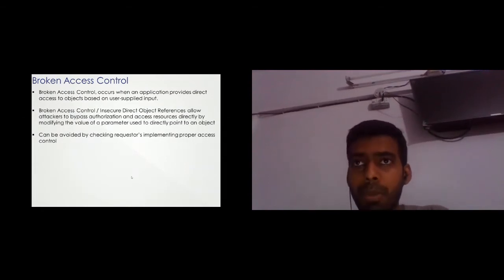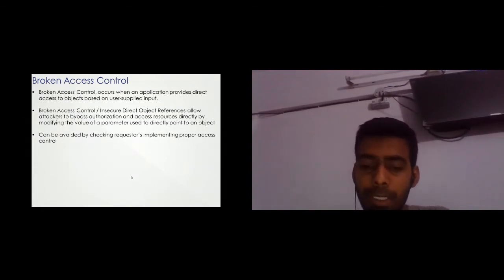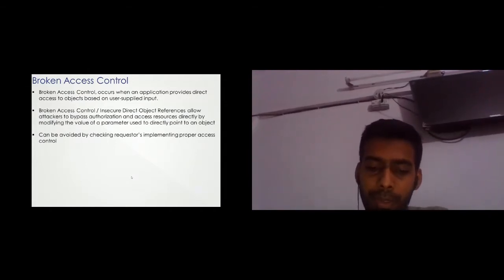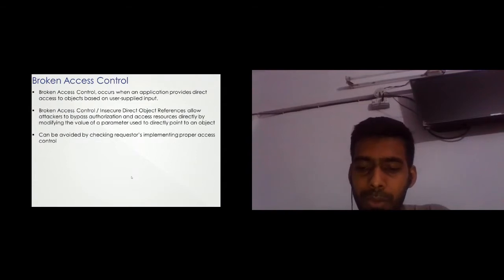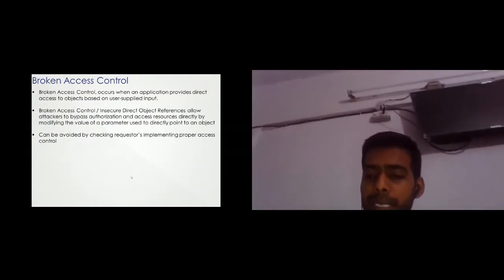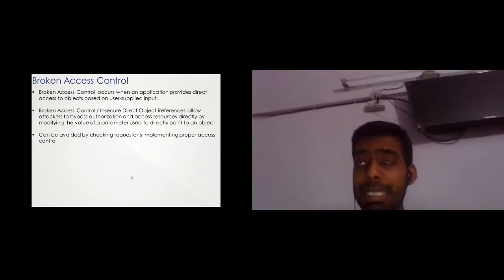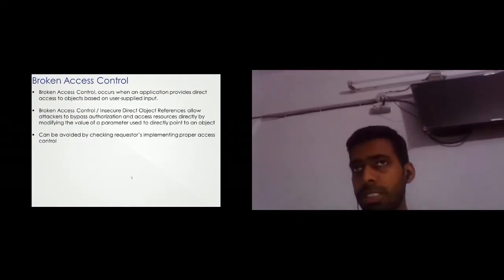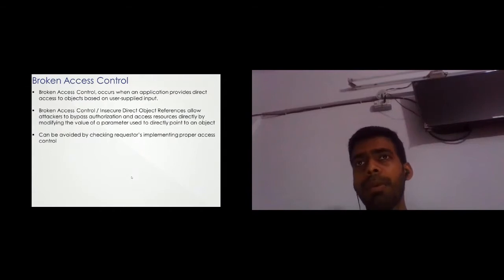of the same role. Let's say there are two users who have the same rights, but user one can modify or view information of user two. This is usually considered a horizontal elevation of privilege. This can be mitigated by implementing proper access control.